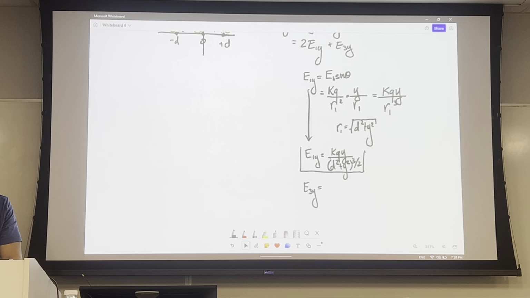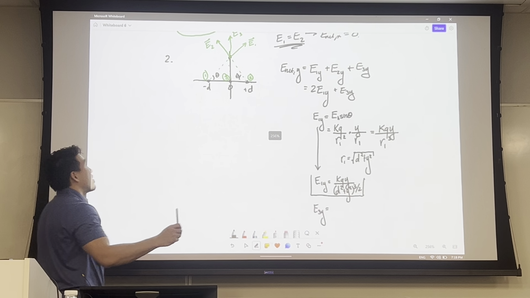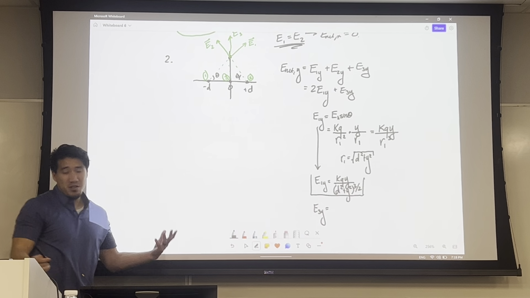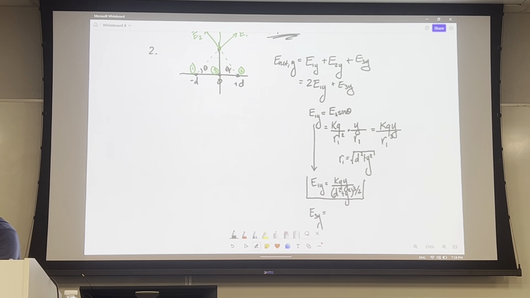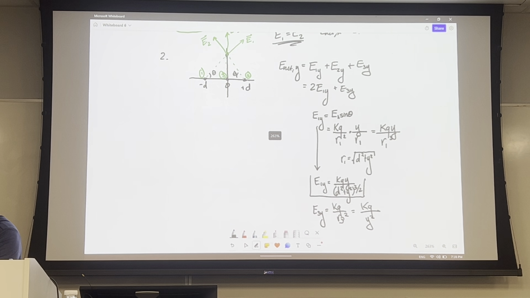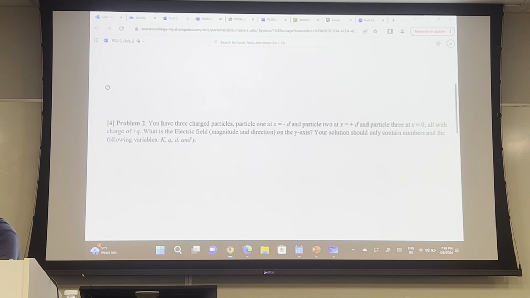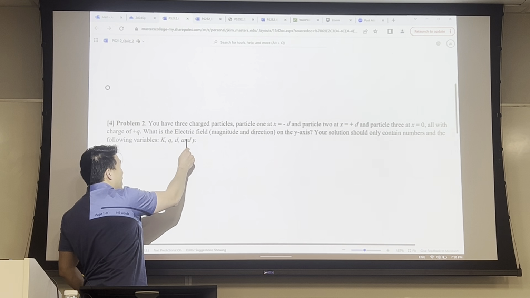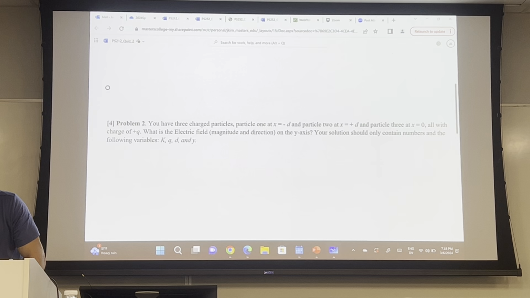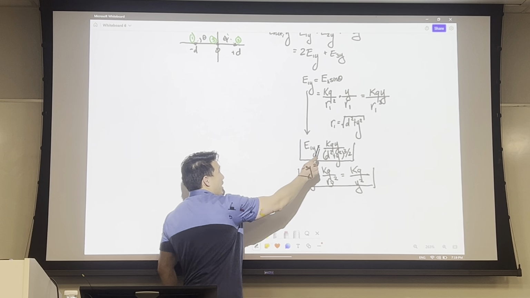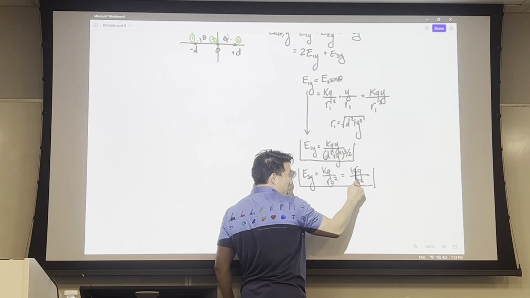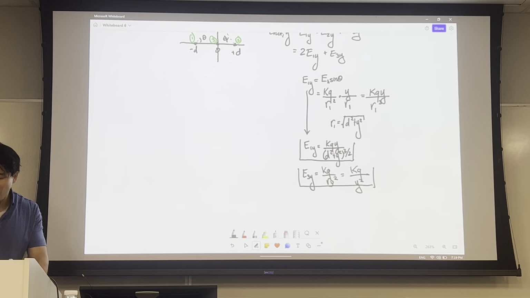E3y, if you look here, you only have the y component. So it is simply, you get it from Coulomb's law, KQ over R3 squared, which is KQ over y squared. And if you look at the problem statement itself, I tell you you're allowed K, Q, d, and y. And if you go into the problem, everything is KQ, y, d. Now we have it in our final form.